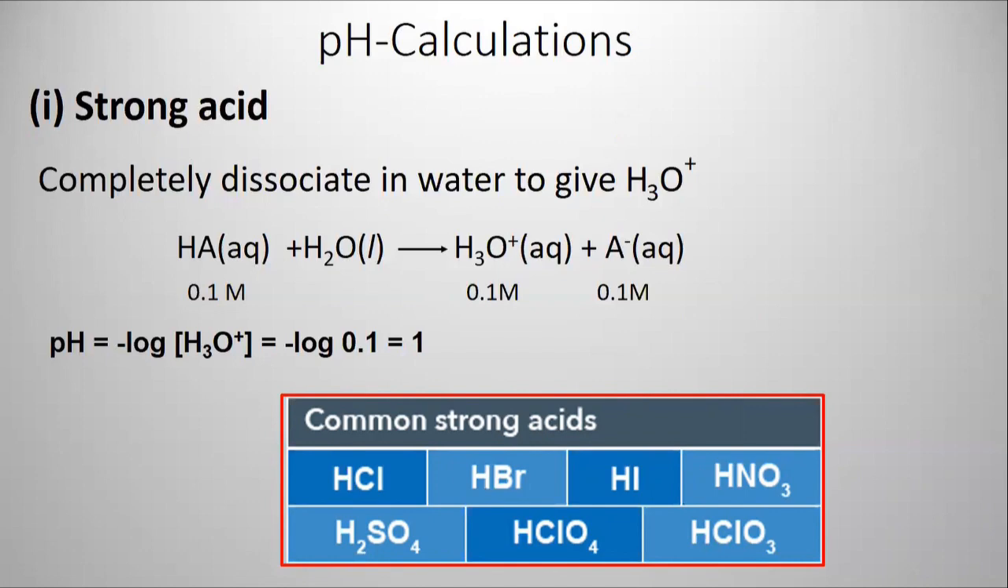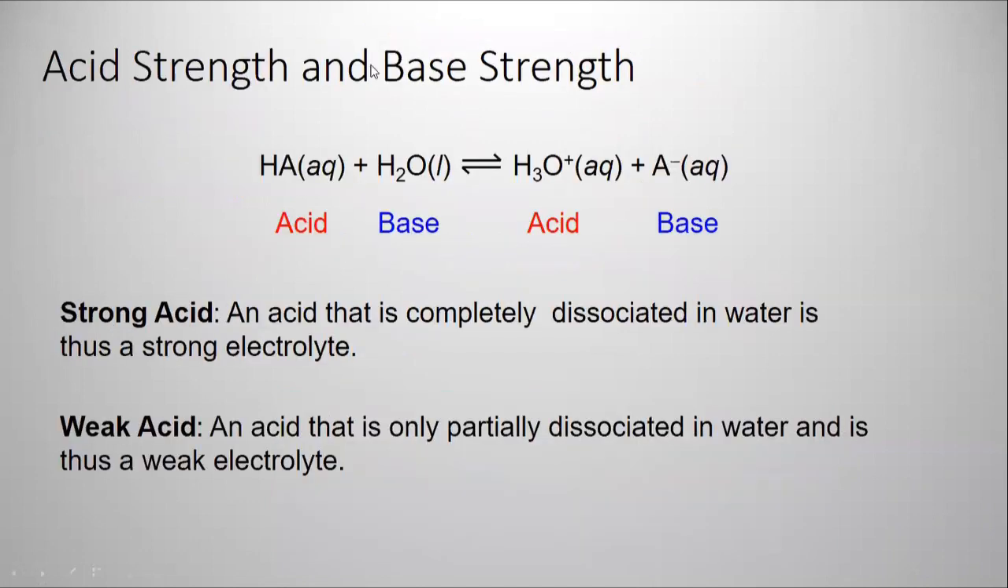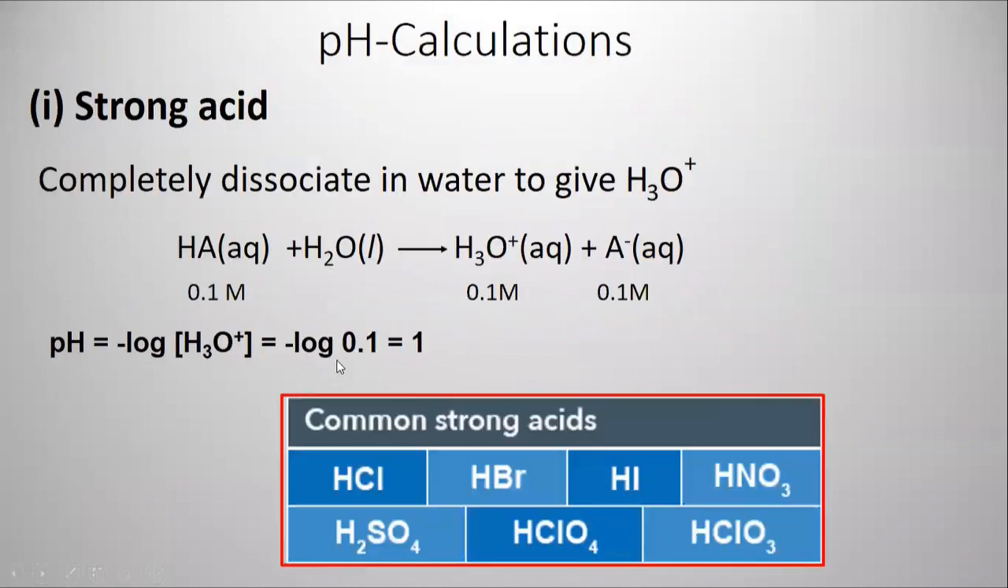It means strong electrolyte. A strong acid is an acid that completely dissolves in water and is thus a strong electrolyte. A strong electrolyte will 100% dissociate. So you have a one-way arrow. That one-way arrow indicates 100% dissociation.